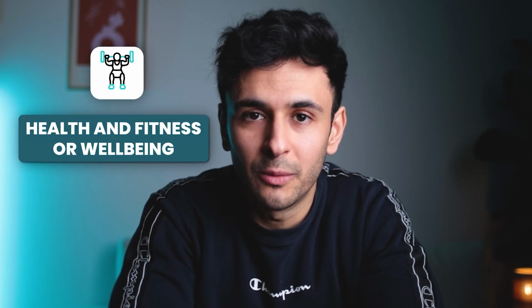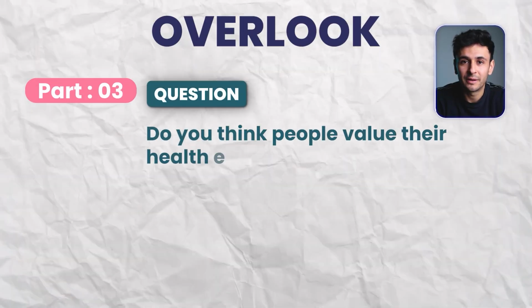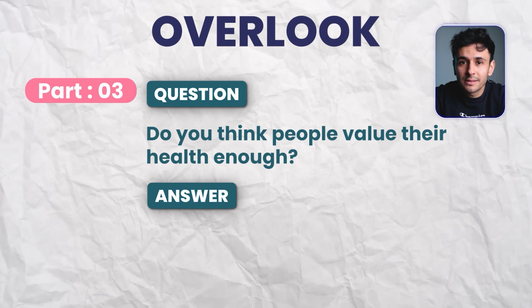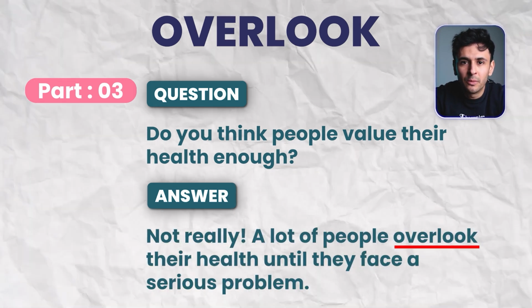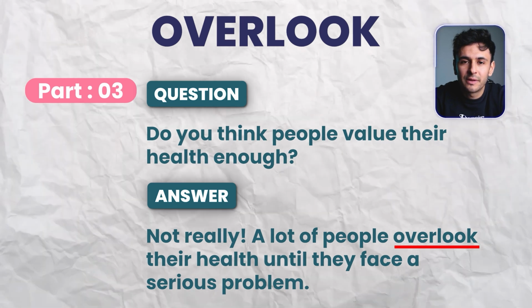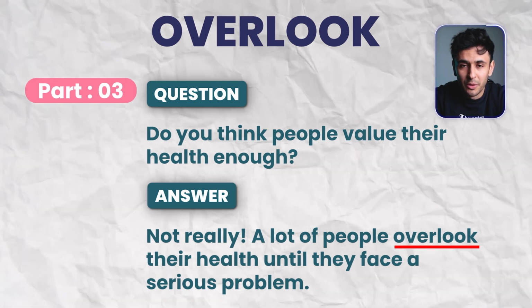Now in part 3, one way how you could use overlook is if you get a question that's asking you, let's say within the health and fitness or well-being topic. One question that you might get in part 3 is, do you think that people value their health enough? So you could answer it by saying, not really. I think that most people overlook their health until they face a serious problem or a health issue. And that's usually the case.